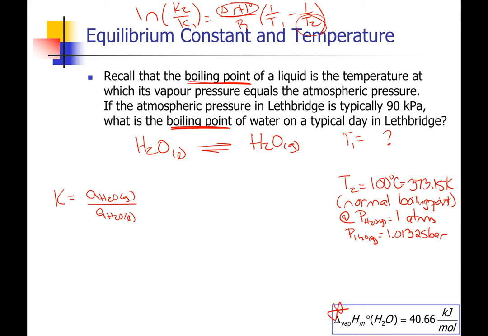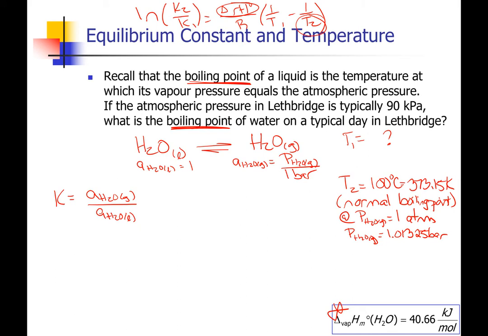Our reactant is pure water, so the activity of the pure water is going to be equal to 1. The activity of the water vapor is going to be equal to the pressure of the water vapor divided by 1 bar. So yes, we can definitely calculate the equilibrium constant that goes with that boiling point, the K2, because we have a number for the vapor pressure of H2O, and of course we have a number for the activity of water being 1.